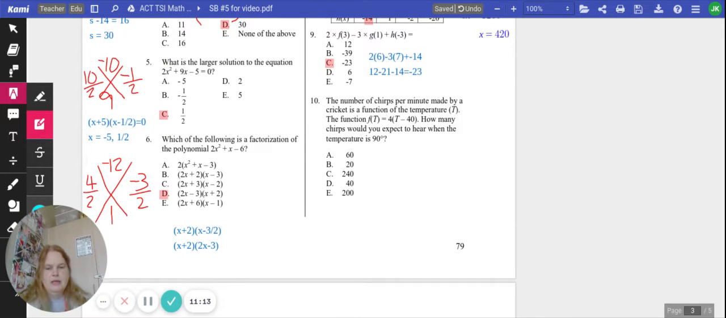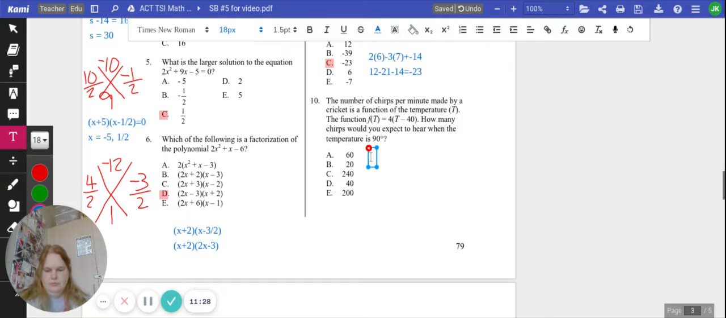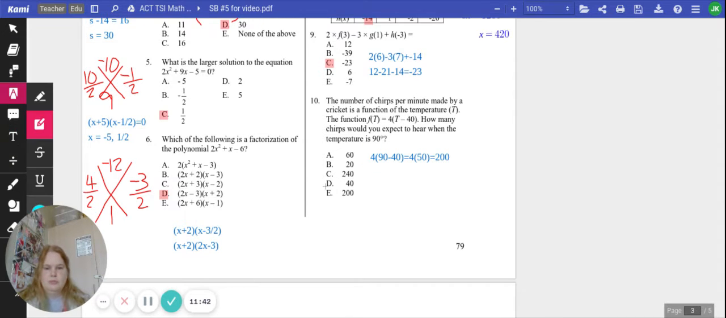Okay, number 10. The number of chirps is given by that function, 4 times t minus 40, and if the temperature is 90, we're going to plug 90 in for t. So I'm going to do 4 times 90 minus 40, and 90 minus 40 is 50, so that equals 200. I expect 200 chirps per minute in 90-degree weather.